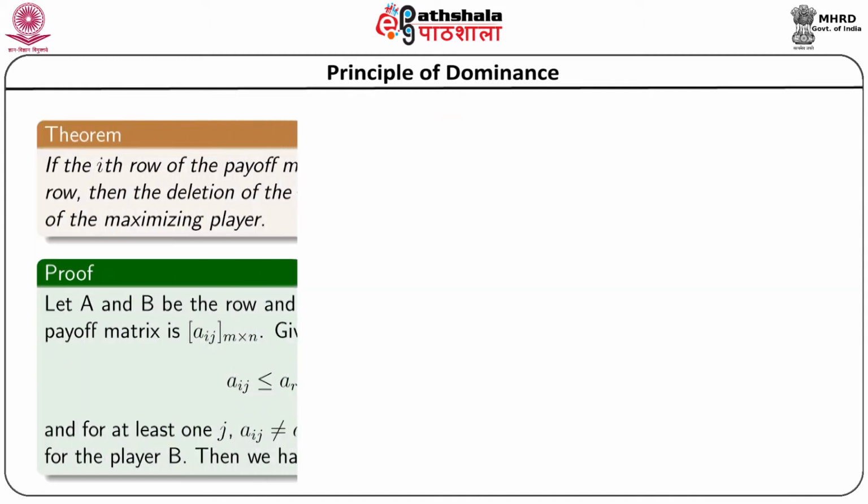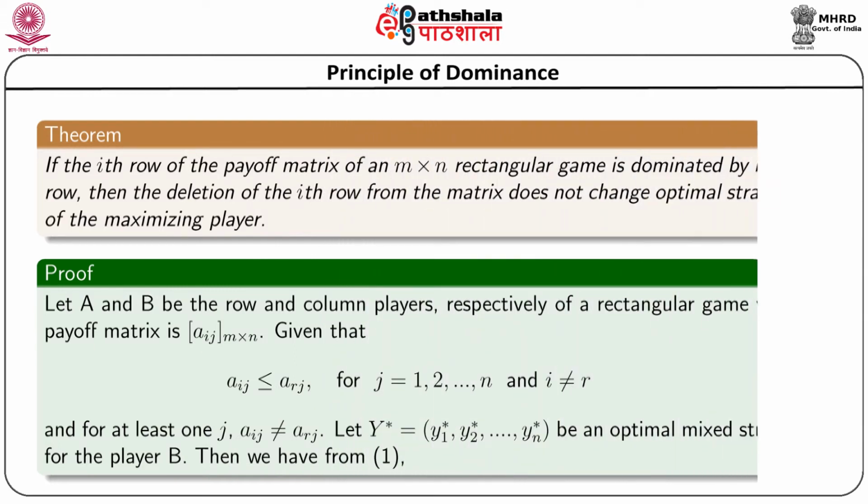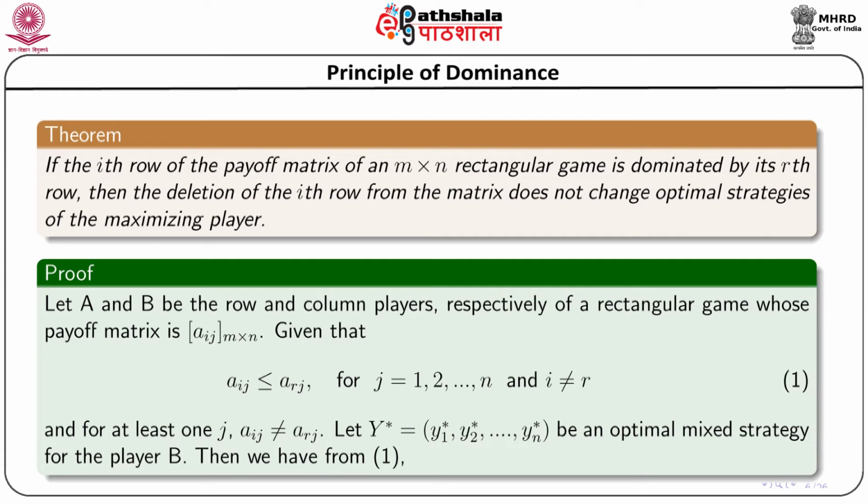Now, we will prove some important results relevant to the principle of dominance. If the ith row of the pay-off matrix of an m by n rectangular game is dominated by its rth row, then the deletion of the ith row from the matrix does not change optimal strategies of the maximizing player.